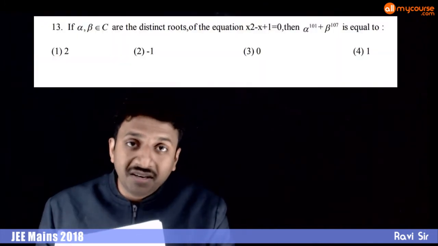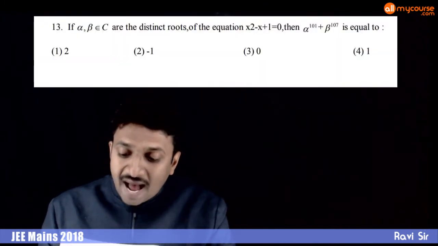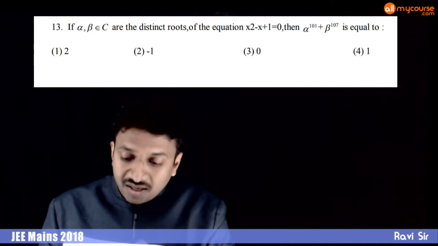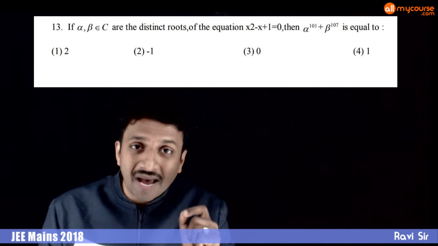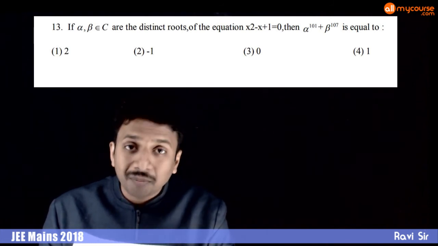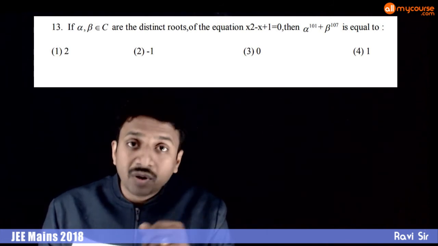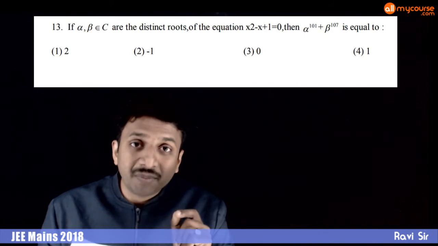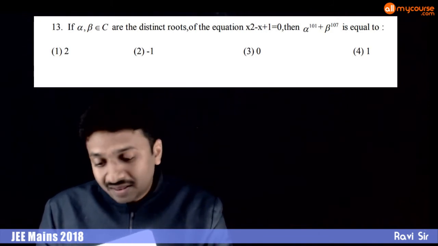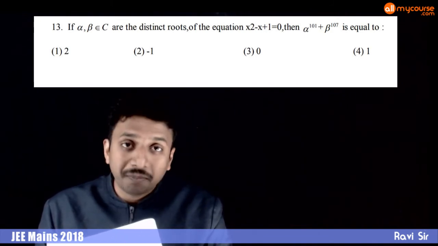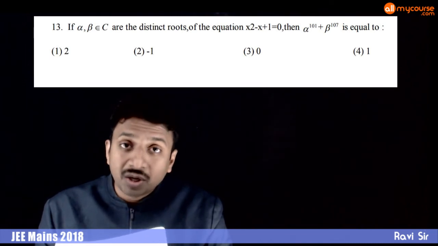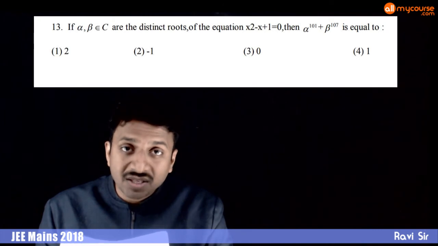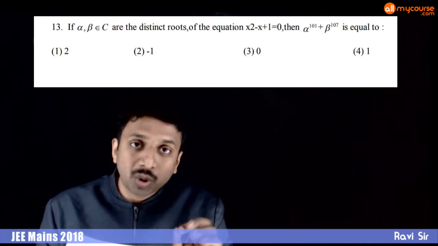So question number 13. α, β belong to C and are the distinct roots of x² − x + 1 = 0. What is α¹⁰¹ + β¹⁰⁷? The answer here is 1. The value of α¹⁰¹ + β¹⁰⁷ will be equal to 1.